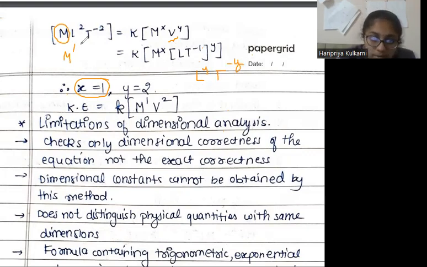So now comparing with this equation again, what is L to the power y? It is L to the power 2, right? And what is t to the power minus y? It is t to the power minus 2. So this implies that y is equal to 2.